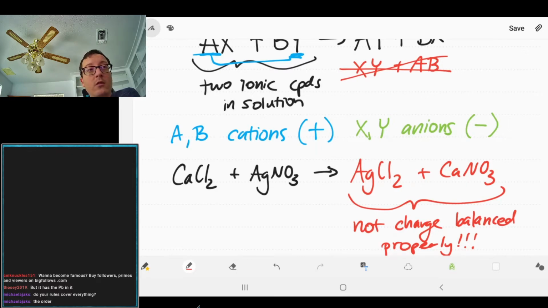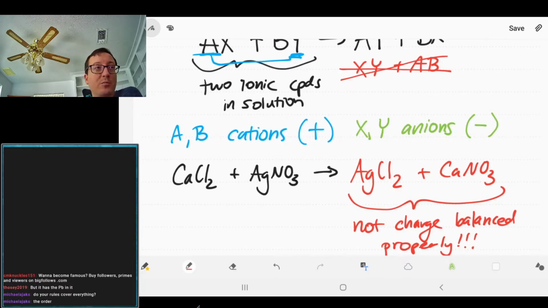The order? I could put CaNO3 first if I wanted. These aren't charge balanced. These are compounds that don't exist. AgCl2? Ag only makes positive ions. Chlorine only makes negative ions. So if I have AgCl2, that's not neutral. Calcium nitrate has 2 nitrates. It doesn't have 1. So this is a big no-no.